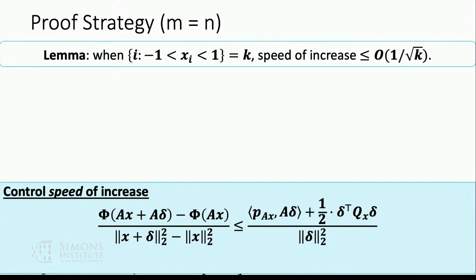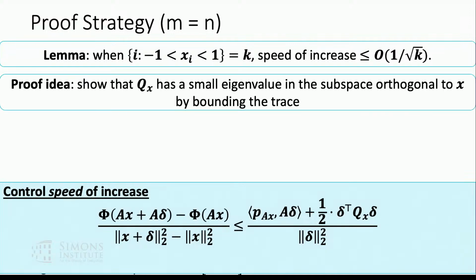so remember that I execute my algorithm, some coordinates get frozen, I never touch them again, and I'm just imagining that I still have k directions left to move, right? So I have frozen all but k variables. What we prove is that whenever we have k variables left available in the support, we can bound the speed of increase by order 1 over root k. And we're going to get back to this in a bit.